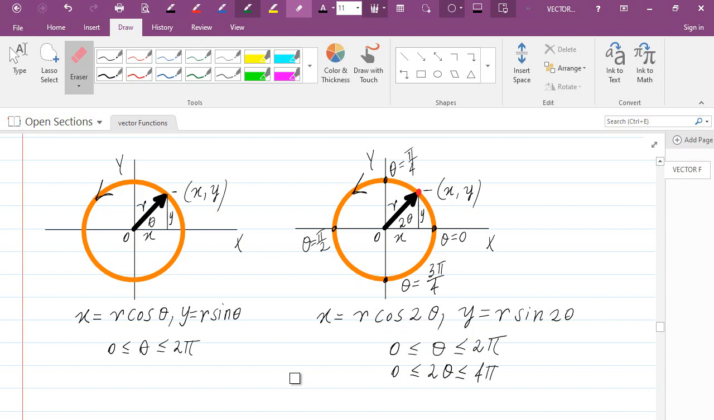Now, if we think of this in terms of a bug moving on the circle, then the bug on the first figure is moving slower than the bug in the second figure. That is, because of this 2 theta, this bug has twice the speed of the bug given by this parametrization.